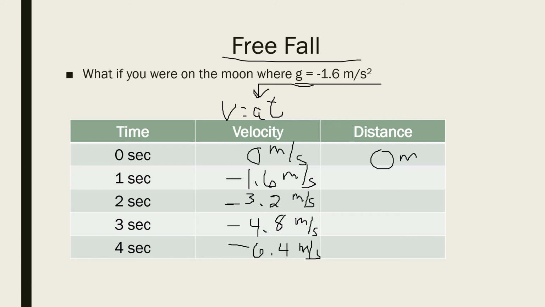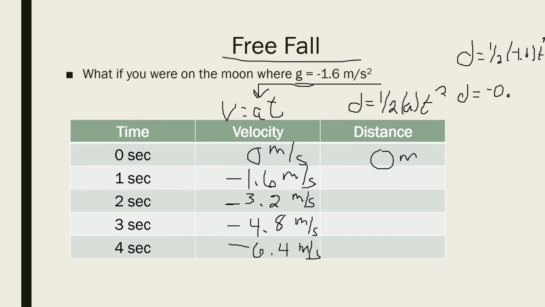And the same thing is going to apply for the distance. When you do the distance equation, it's not going to be 1/2 of negative 9.8. It's going to be 1/2 of negative 1.6. So let's plug that in. Let's see what that becomes. 1/2 negative 1.6 t squared. D equals, sorry, that's negative 0.8 t squared. That's it.